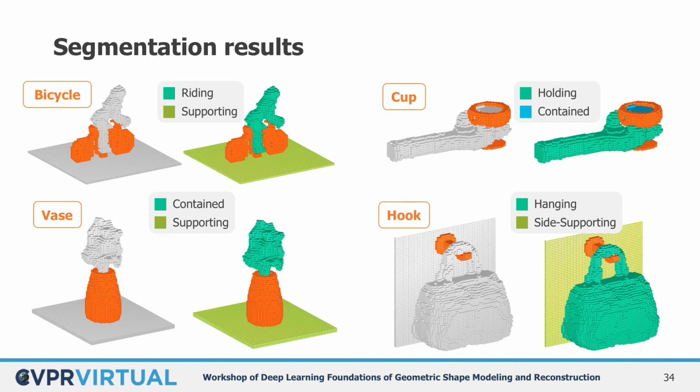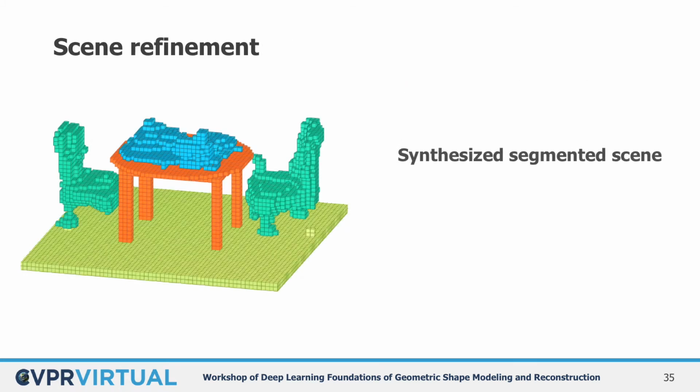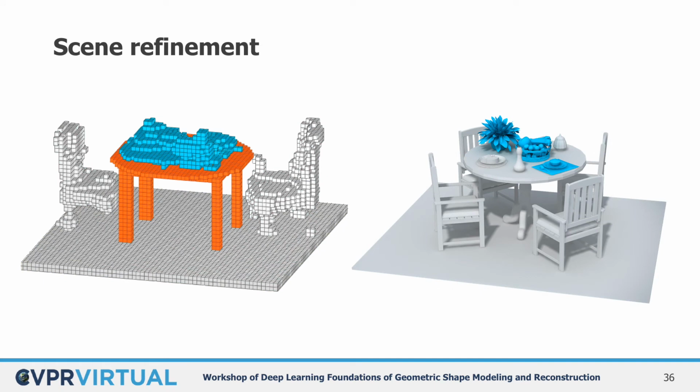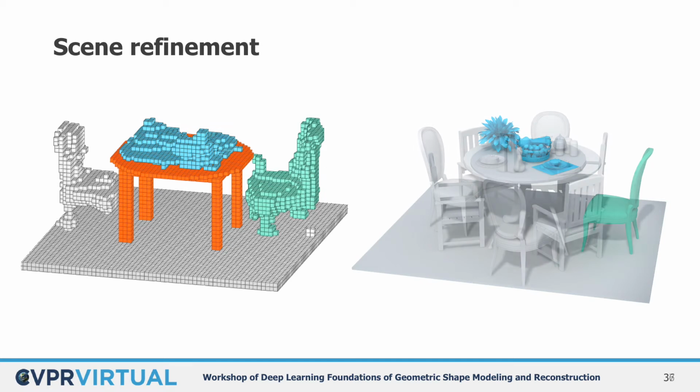In the end, we replace the segmented voxels in a scene with higher resolution models to get scenes with more details. More specifically, we retrieve objects from the scenes in our datasets, which are the most similar to each connected component in the segmented voxels. Once all the objects are retrieved, we scale and translate them and place them around the central object to get the final scene. Here are some scene refined results.